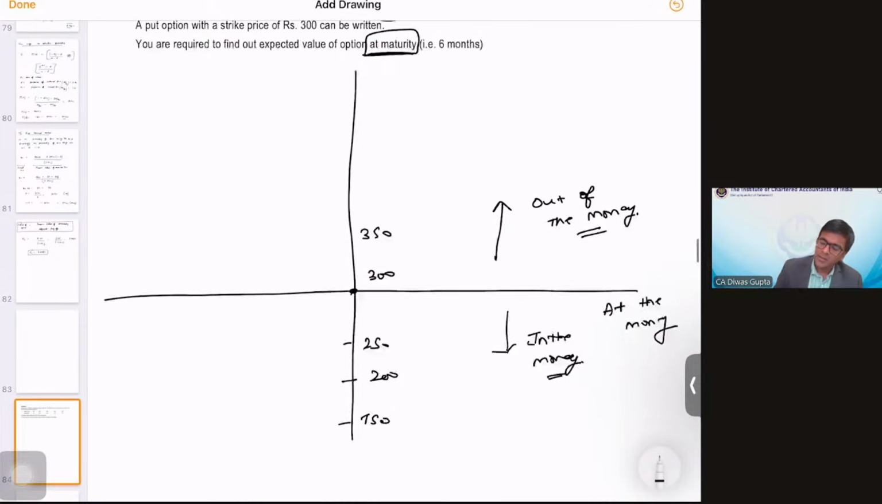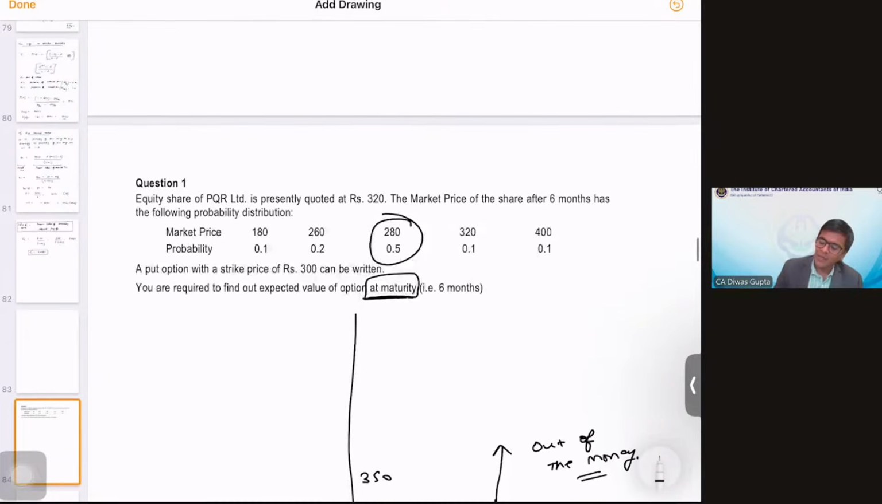Clear? Now, can anyone tell me what should we do in this case? First of all, should we calculate the payoffs at the different market prices, or should we calculate a single market price as a weighted average and then calculate the payoff?